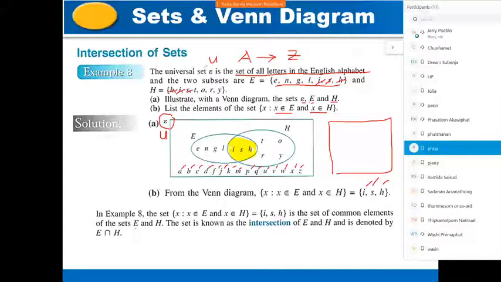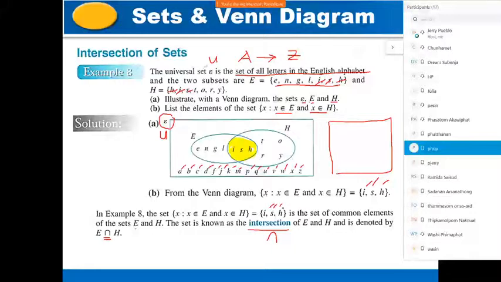Now in this example number 8, it says that the set of the elements X where X belongs to E and belongs to H is equal to {I, S, H}. This is a set of the common elements. Sometimes we call this intersection. What is intersection? The symbol is like this. We call it intersection. Therefore, the intersection between set E and set H, E intersect H, is at the elements of I, S, H.